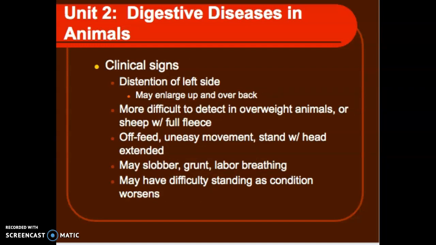Clinical signs then: severe distension of the left side of the animal. Could even stretch up over the top line of the back and move over to the right side, and you would be looking at a very, very serious animal at that point in time.